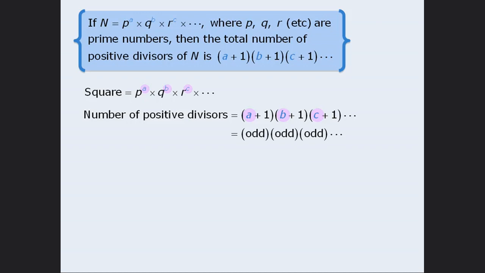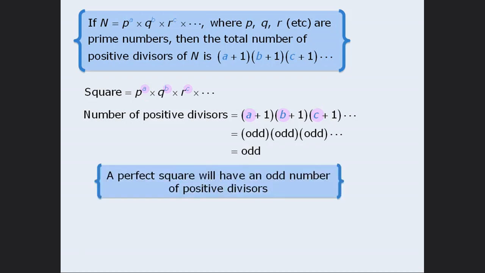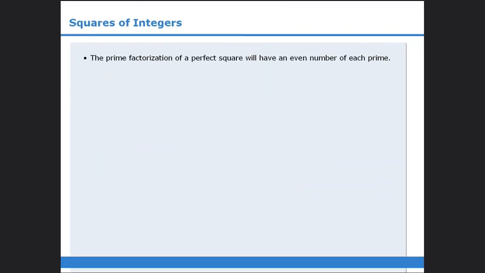So the total number of positive divisors will be the product of a bunch of odd numbers. Now, we happen to have a nice rule that says the product of a bunch of odd numbers will always be odd. So we can conclude that this product will be odd. So as you have seen, a perfect square will always have an odd number of positive divisors. To summarize, the prime factorization of a perfect square will have an even number of each prime, and a perfect square will always have an odd number of positive divisors.